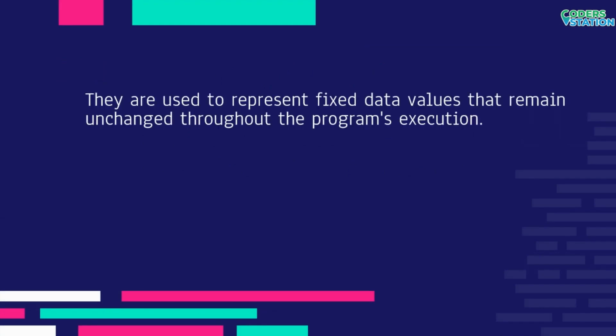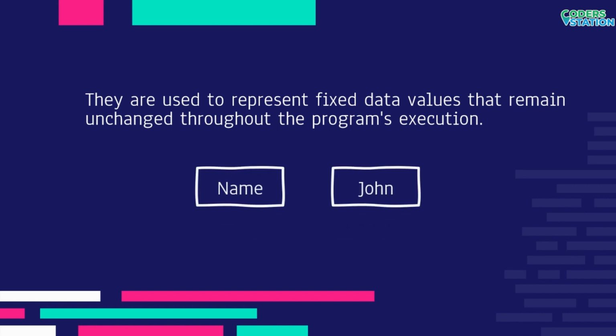Constants are used to represent fixed data values that remain unchanged throughout the program's execution. Constants are also helpful for defining the values which are used repeatedly. The best example for constants is a name. For example, if a person's name is John, then this name is being used by him throughout his life, in colleges, in institutes, in government records, everywhere. So a name is the best example for a constant, because a name once assigned cannot be changed.